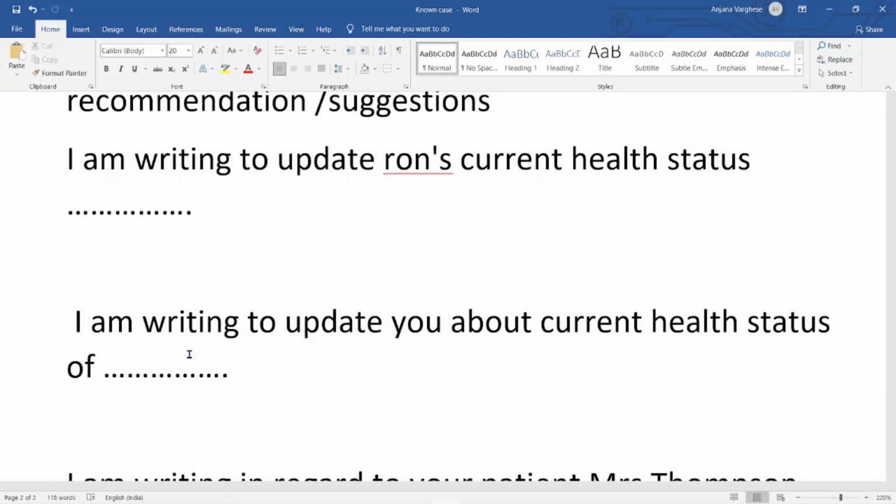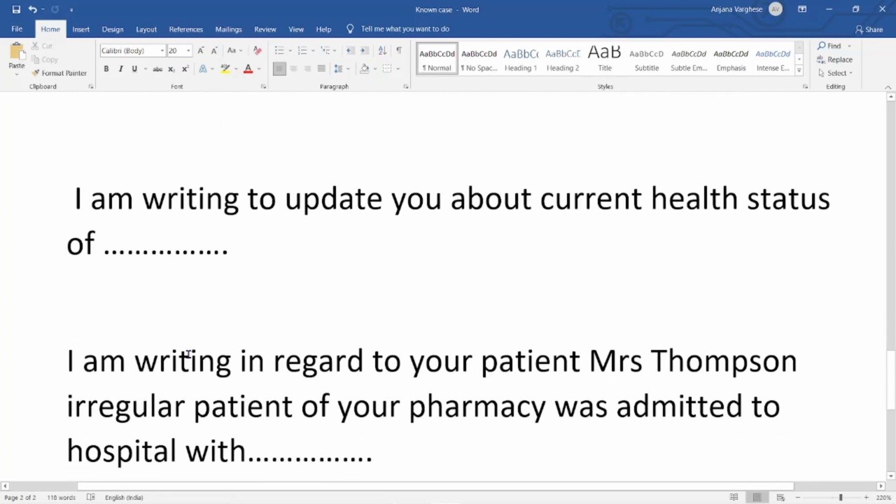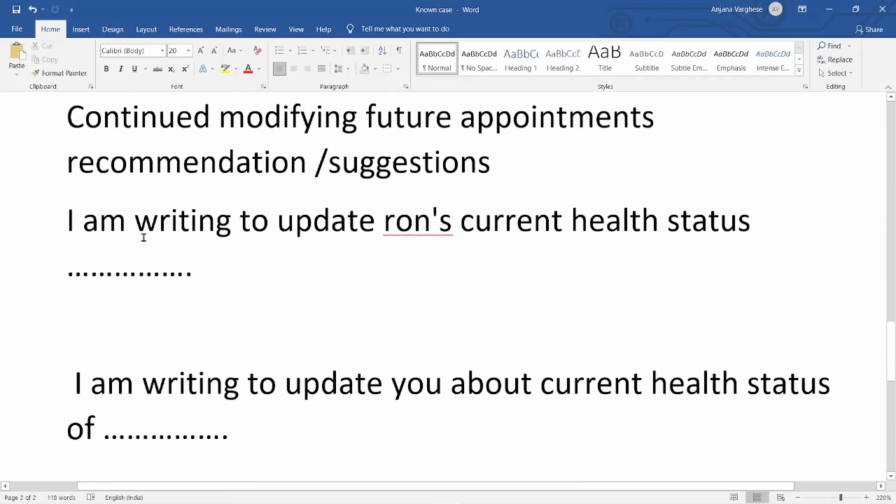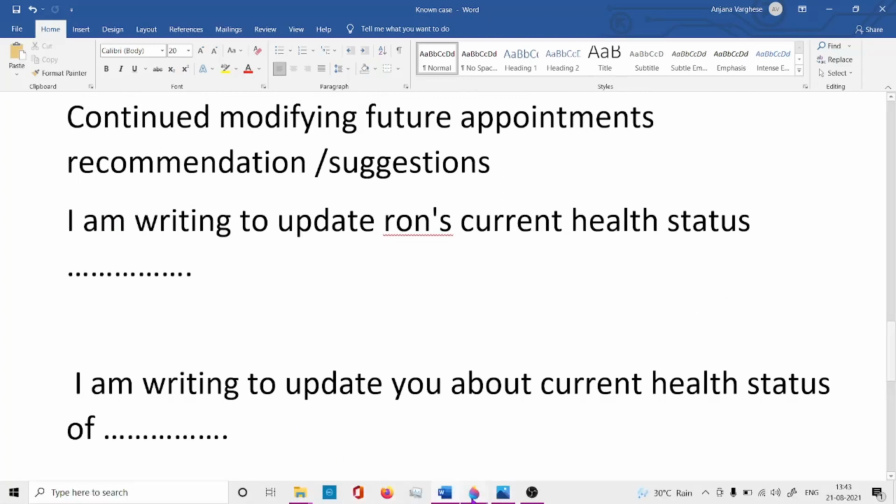So why are we updating? Because it's already known. It's like the past, everything we know, so we are just trying to update only the information. That's the reason. I am writing to update you about the current health status of any person. Now, I am writing in regard to, this also you can use. I think these two will be better, this one and these two. Otherwise I will show you one more way.